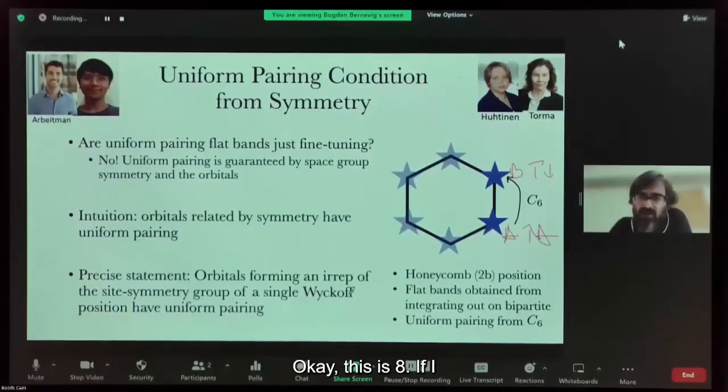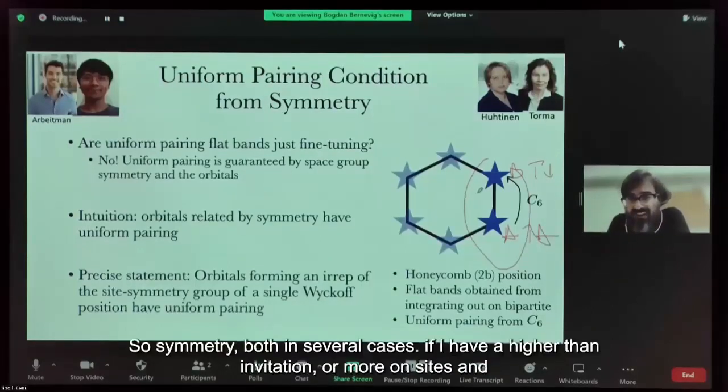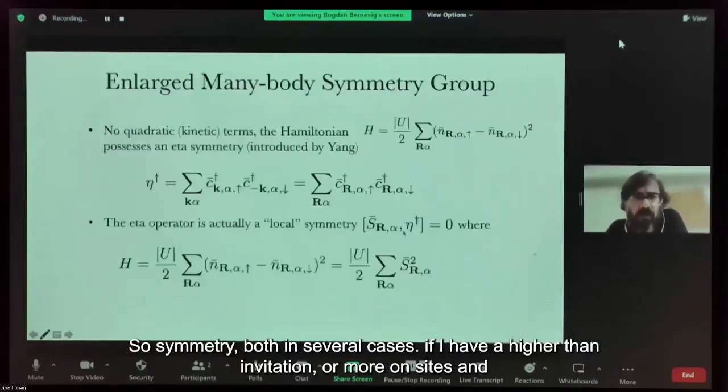If I have a higher dimensional representation or more orbitals on site, then the situation gets more complicated. But in these very simple cases with one orbital per site, like more than one orbital in the unit cell, like the graphene case or other cases, Lieb lattice, for example, then I will get the uniform pairing condition for free. It's not something that I impose.